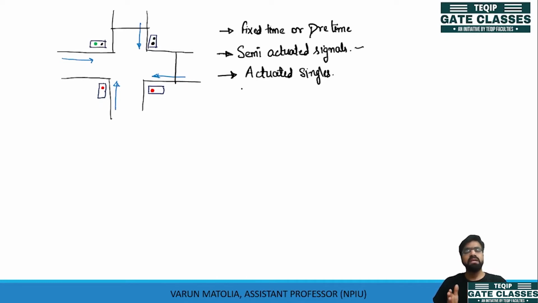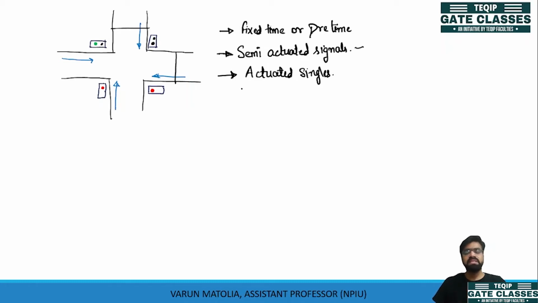So fixed time, there is no change with change in volume on any of the stretches. With semi-actuated, volume counters are provided for a few stretches, and with the change in volume, the traffic timings will change. And with fully actuated signals, for all the stretches, traffic timings will change with change in the traffic volume. So this is what we are talking about for a particular intersection.